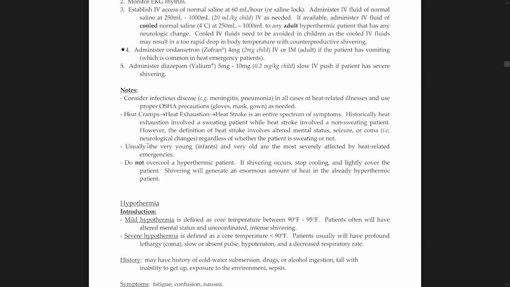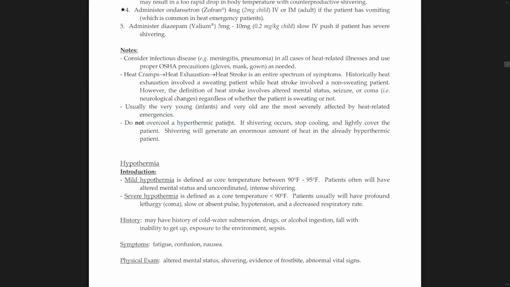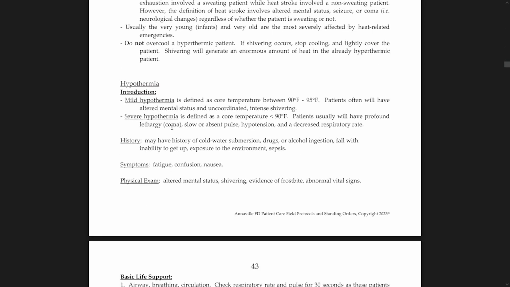Usually, the very young infants and very old are the most likely affected by heat-related emergencies. Do not overcool a hyperthermic patient. If shivering occurs, stop cooling methods and lightly cover the patient. Shivering will generate an enormous amount of heat in the already hyperthermic patient, so we're just being counterproductive.